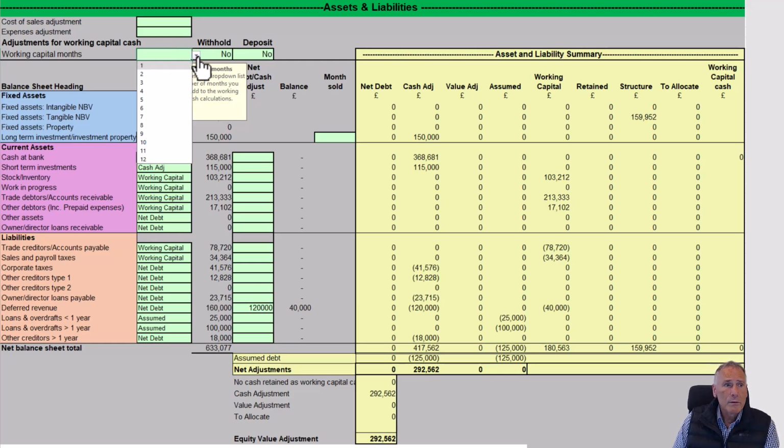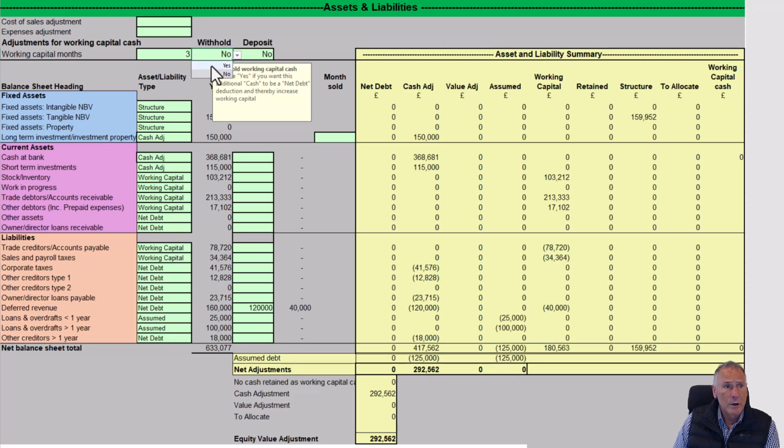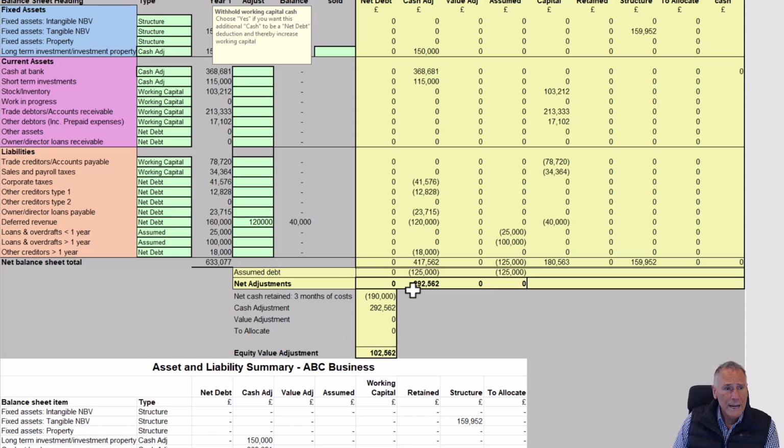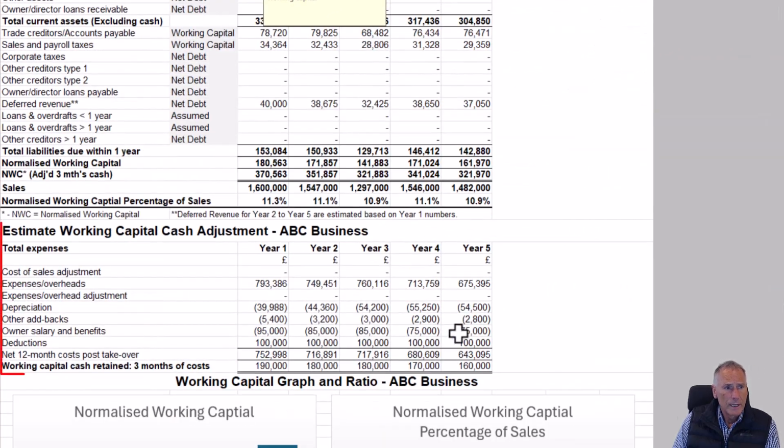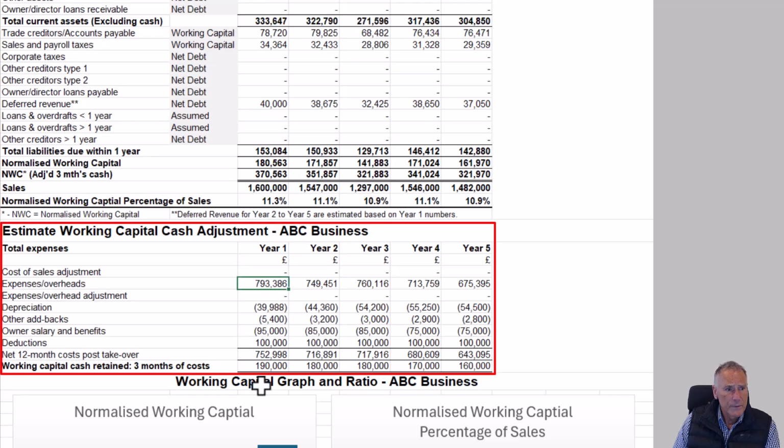So I would argue that you would look at probably 3 months minimum, and then we just have to decide whether we withhold that. If I change that to yes, if I just scroll down here, it will do a calculation for you. It'll pull in the expenses or overheads straight from the profit and loss account.